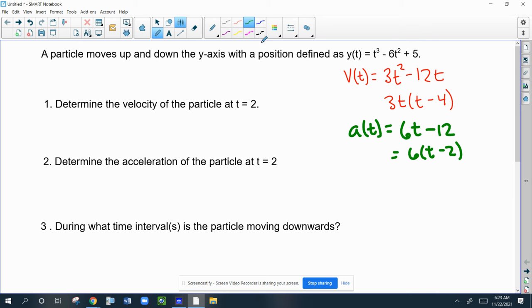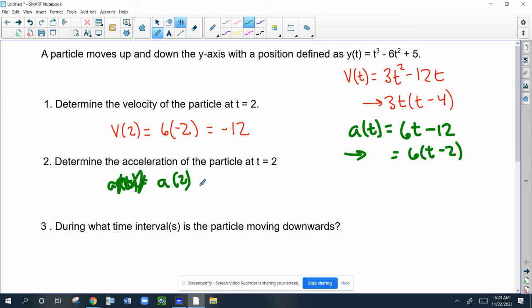To determine the velocity of the particle at t equals 2, that's easy. You just plug in 2 to the velocity. It would be 3 times 2 times 2 minus 4. So the velocity is negative 12. I just used this equation. The acceleration at 2, I'm just going to use this equation. I'm at 2, so it's going to be 6 times 0. So it has a 0 acceleration at 2.